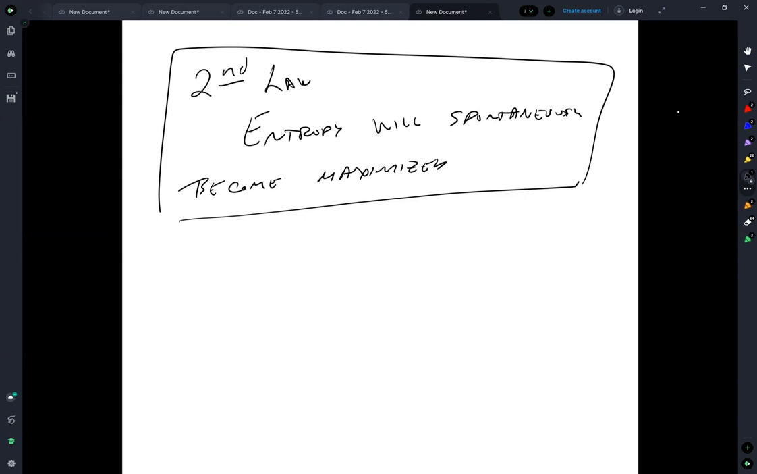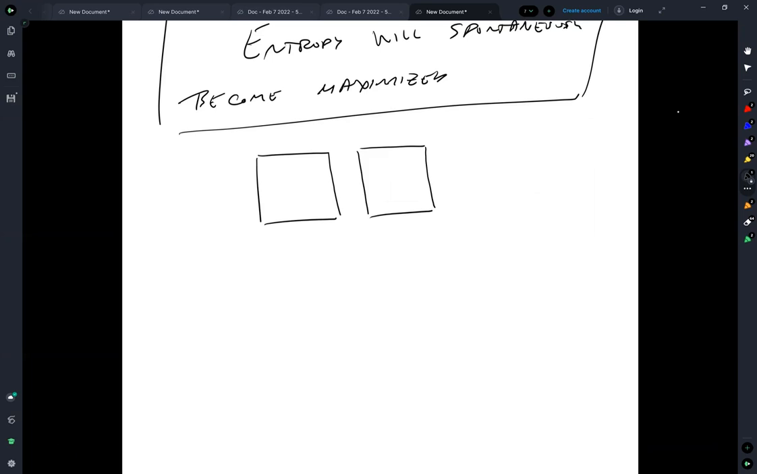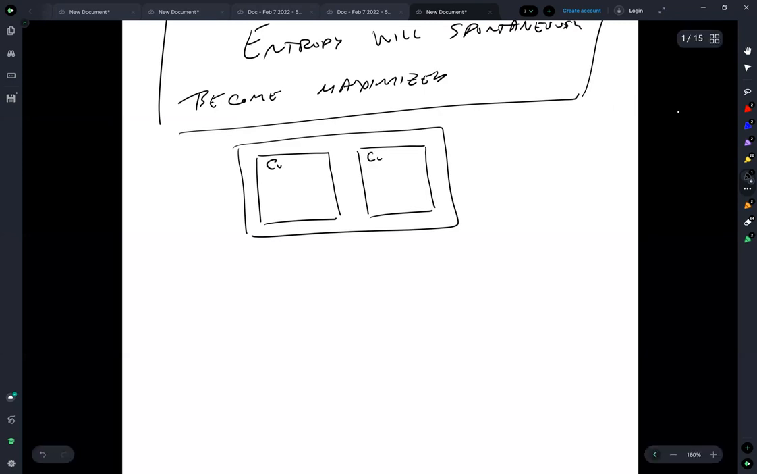And for this, I want to show, and this is based on problem 3.5 in the textbook, a system in which you have two components. You could take any system and divide it up into little subcomponents, but we're going to have these two components. They're in some isolated box right now. They're both 1 mole of copper. And again, this is from problem 3.5.